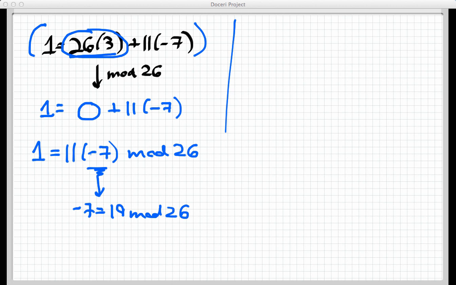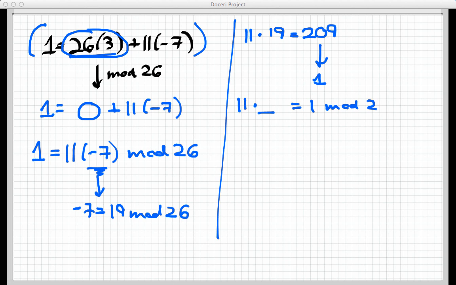So what I've done now is I've found what I was looking for. I now see that 11 times 19 is equal to 209, and 209 mod 26, you can check for yourself, is 1. So if I'm looking for the number such that 11 times that number is equal to 1 mod 26, that number is 19. And so we're going to write that 11 to the negative 1 power is equal to 19 mod 26. That's the multiplicative inverse of 11.